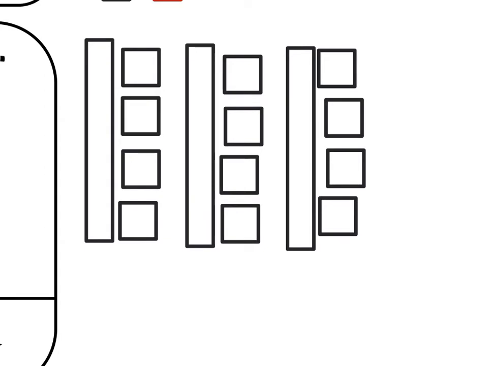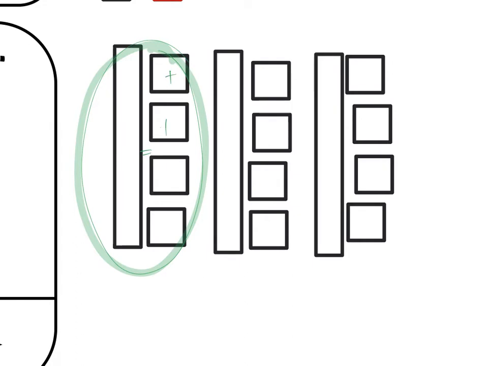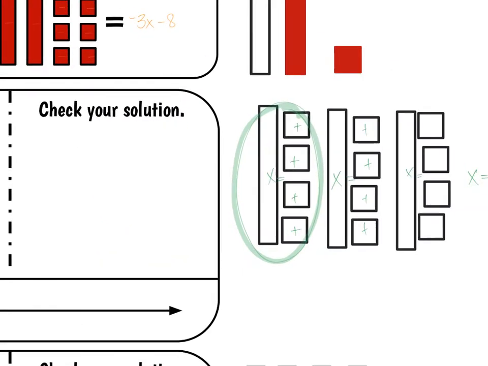So in this case, if you're looking at our picture, once you move your stuff around, we have this right here: 1x is equal to 4 positive units because it's distributed evenly. So each of these has 4 units. This is your x. So x is equal to 4. So when we distribute to equal groups, that's actually division.